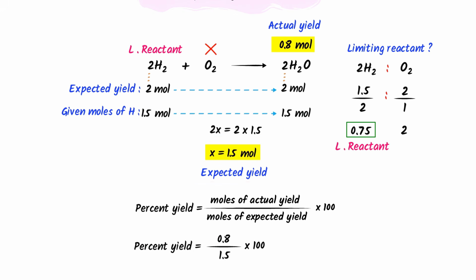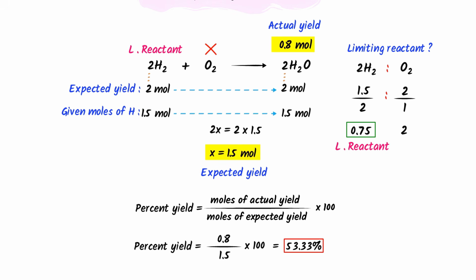After calculation, I get 53.33%. Thus, the percent yield is 53.33%. Therefore, using this simple trick, we can easily calculate actual yield, theoretical yield or percent yield.